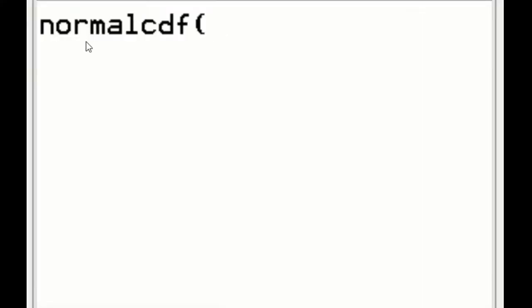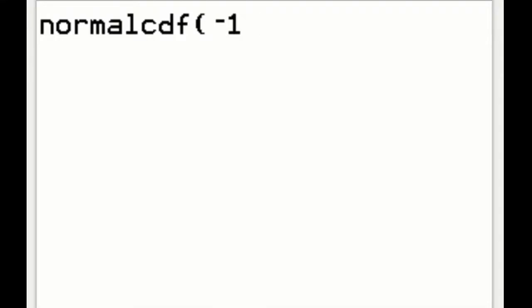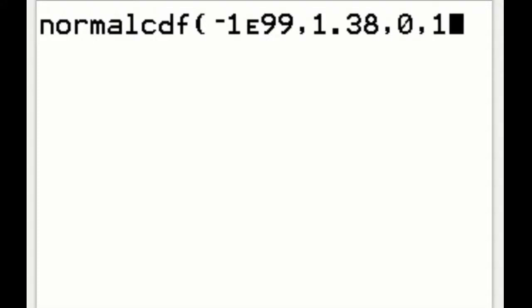All right. For a TI-83 or an older TI-84 calculator, the first number to enter after the parentheses is negative 1E99. But then we need to put a comma. And then the upper end is the next number after the comma, 1.38. And then we put another comma, and then 0 is for mu, and another comma, and 1 is for the standard deviation, and we close the parentheses.